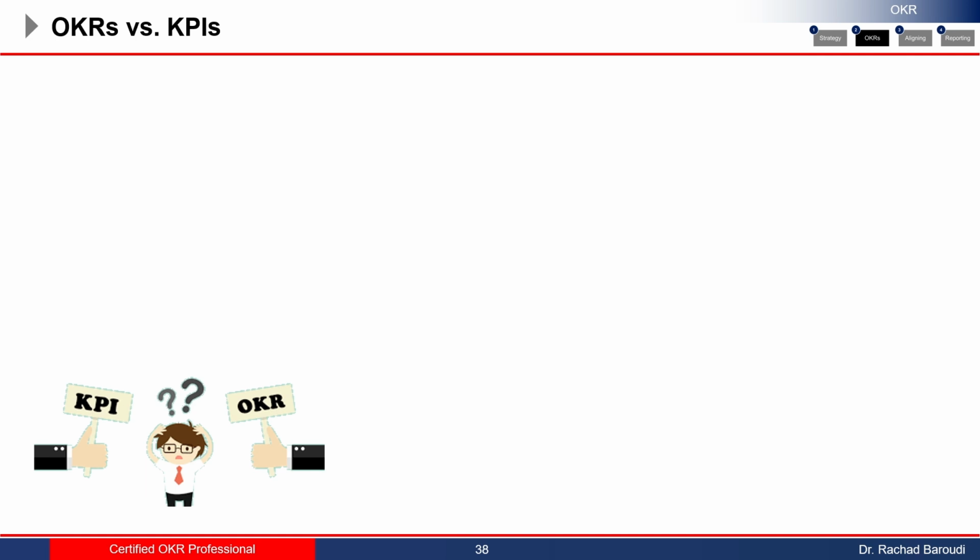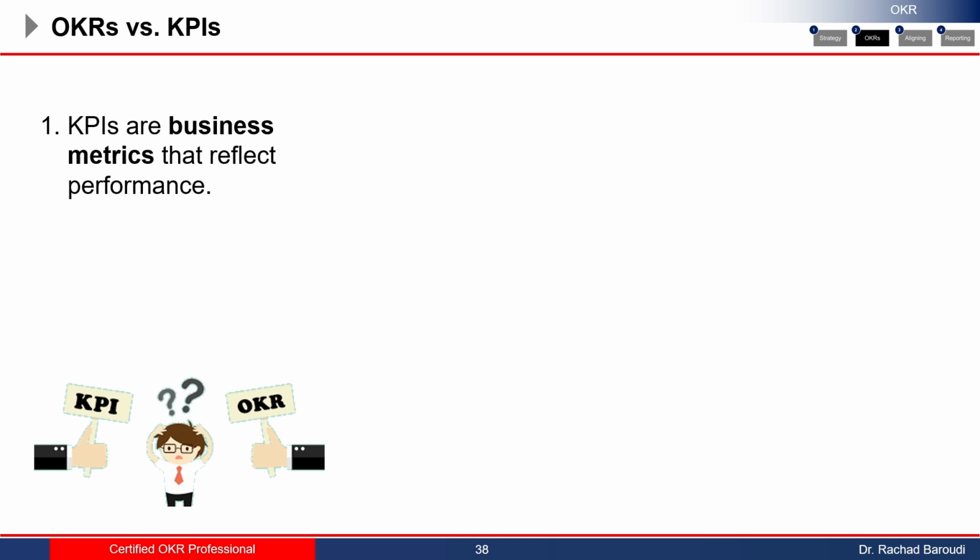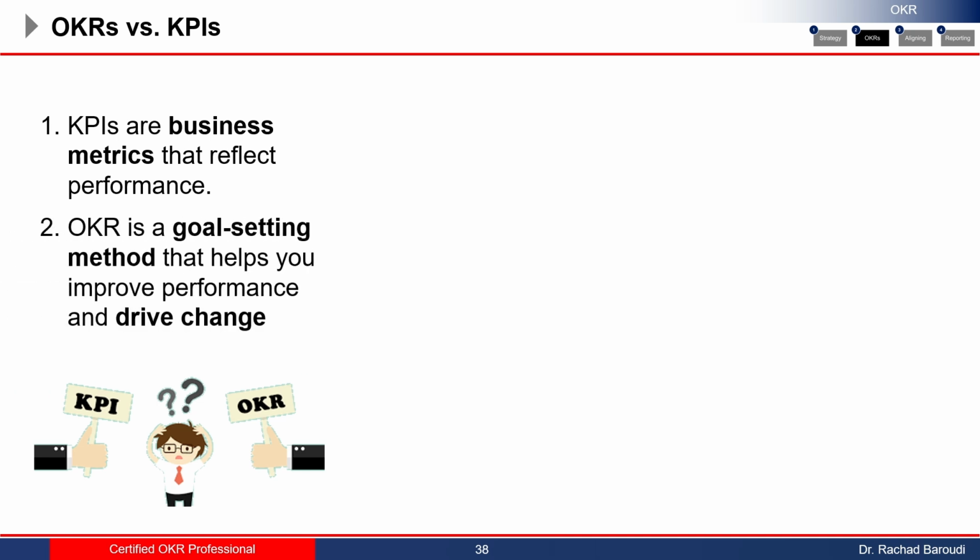Somebody might ask, so what is the difference between OKRs versus KPIs? So let's take a look in detail at the difference. First, KPIs are business metrics. They reflect performance, the level of performance. Meanwhile, OKR is a goal-setting method that helps you improve performance and drive change. So OKR is much broader in scope than the KPI. The KPI are more related to the KR inside the OKR.